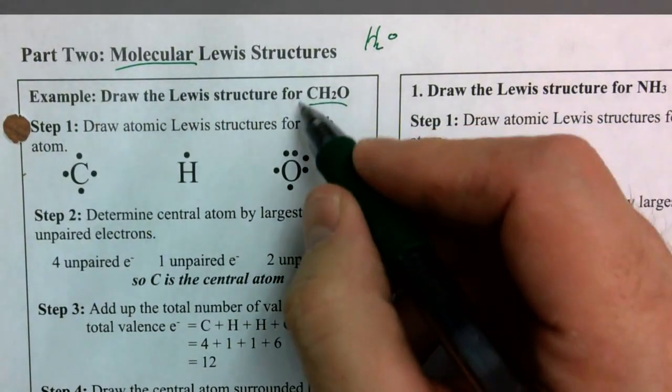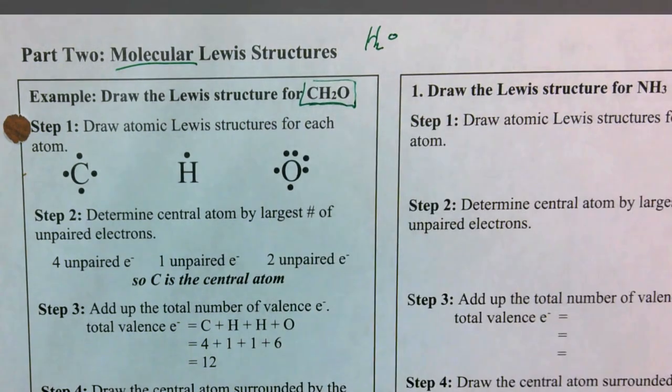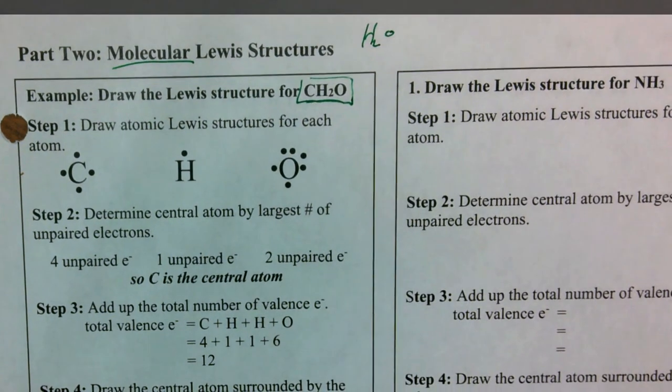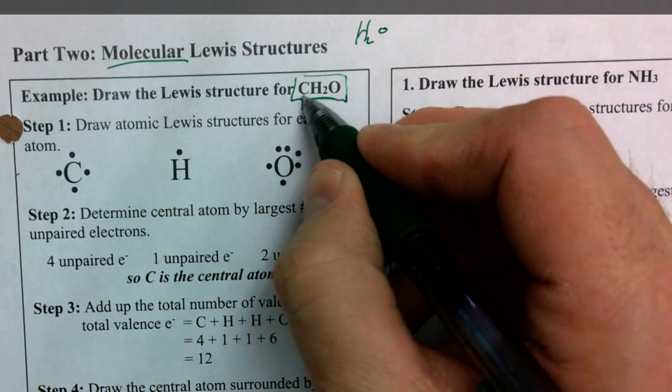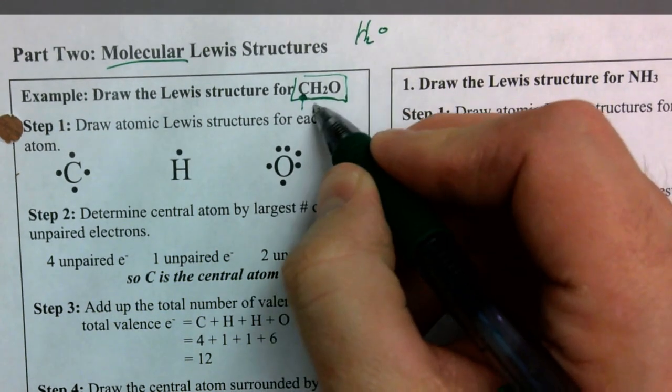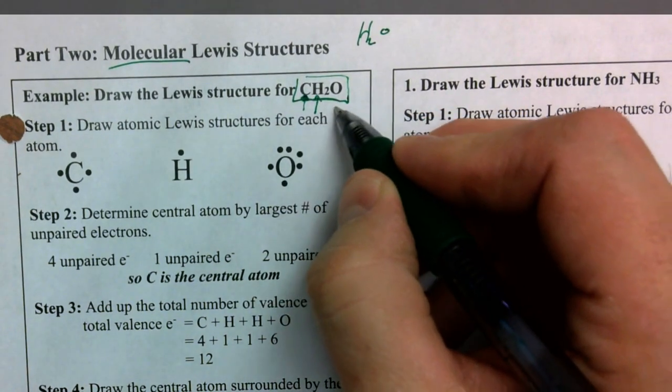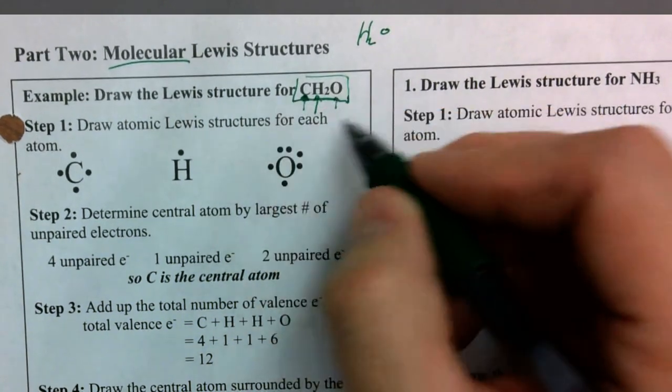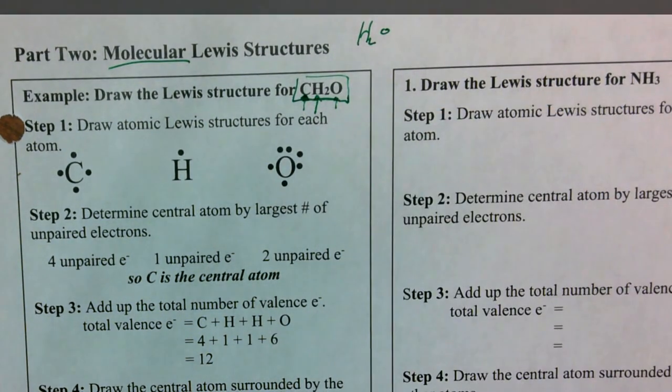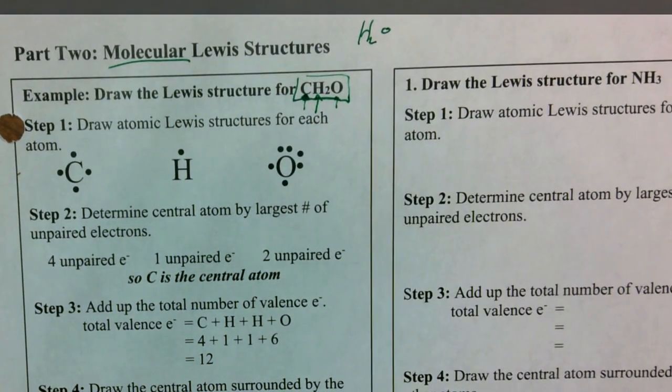So this is a covalent molecule. I know it's covalent because it has all nonmetals, and it's telling me in the formula there is one carbon, there are two hydrogens, and one oxygen. And because they're written all together, there are no spaces between them, I know that all of these are bonded together as one unit. They're one molecule.